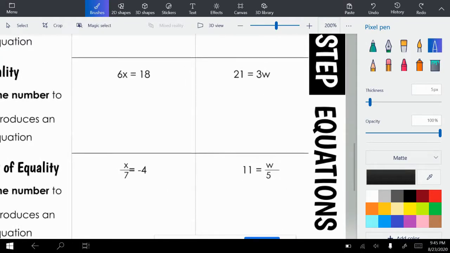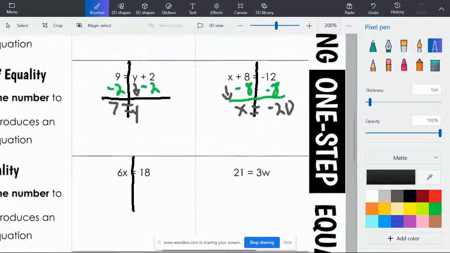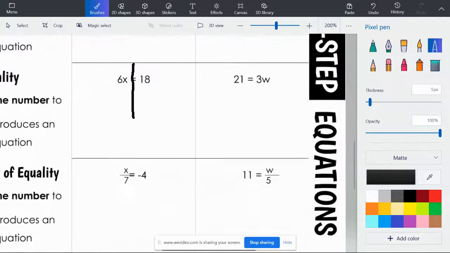So we look at our equation over here. 6x equals 18. We have a left side and a right side. This one looks a little different because there's no addition or subtraction signs like we had up top here. There's only a number and a variable. If you remember from the last video we talked about, this 6 is going to be our coefficient. That's the number we're multiplying by the variable. So whenever you have a number next to a variable, that's multiplication. That's what's happening there. Okay, so 6 times x equals 18.